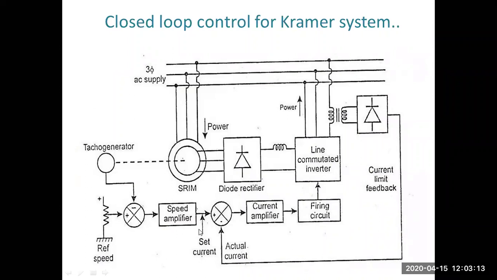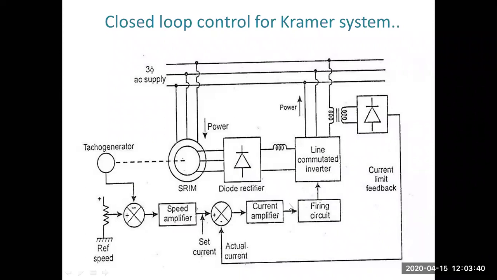Now this current is further fed to the summing point, and this summing point also gets the value of actual current, which is fed back through this side. This side we will take a feedback of current, and we obtain this actual current to the summing point. Now the set current, the desired current, and the actual current are compared, and by comparing this, we will produce an error signal, which is further amplified through the current amplifier.